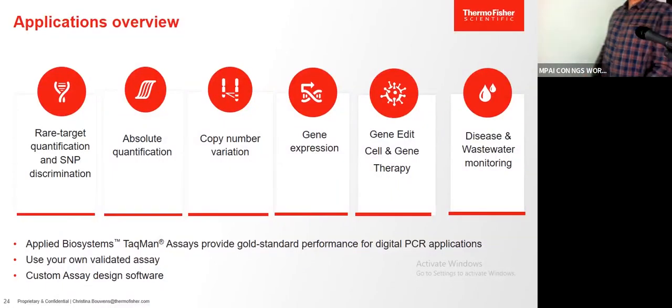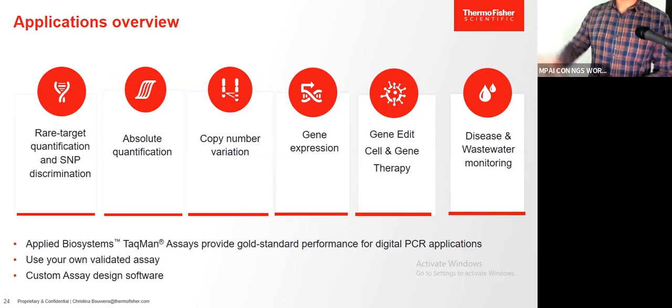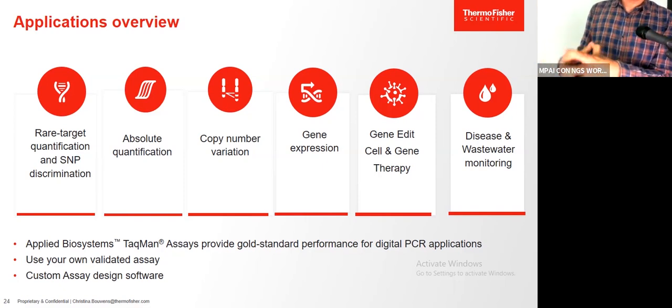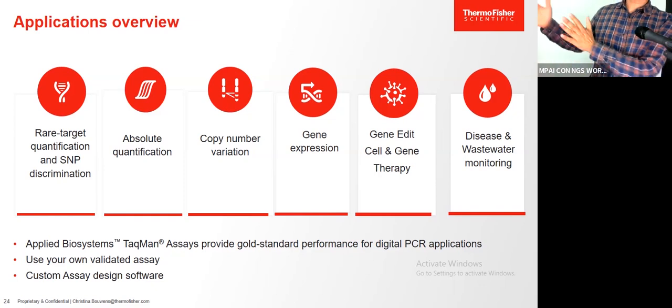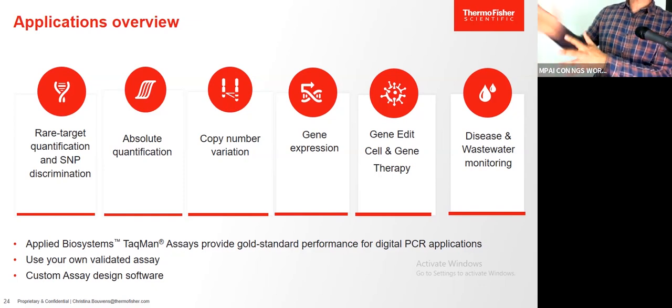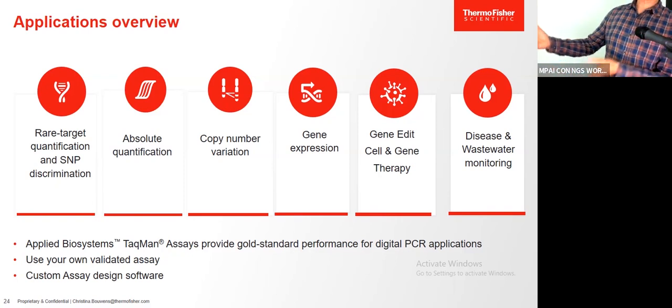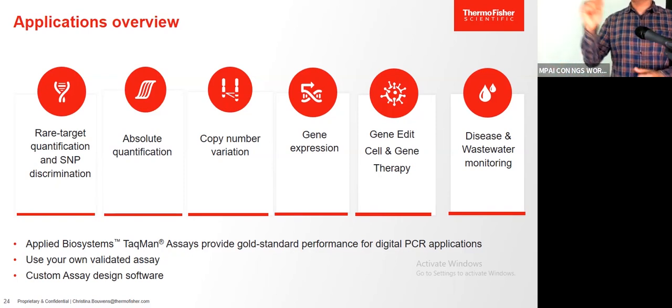So when it comes to applications, these are the different applications. The first, important in the case of oncology, is rare target quantification or SNP discrimination. Second is absolute quantification when you want the exact number of copies. Copy number variation is another important application in oncology. Gene expression: if you're looking for low expressed transcripts, then digital PCR comes into the picture. Even in cell and gene therapy, we have complete solutions available. And disease and wastewater monitoring, for example, SARS-CoV-2.